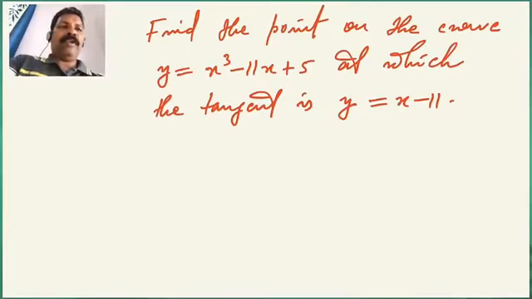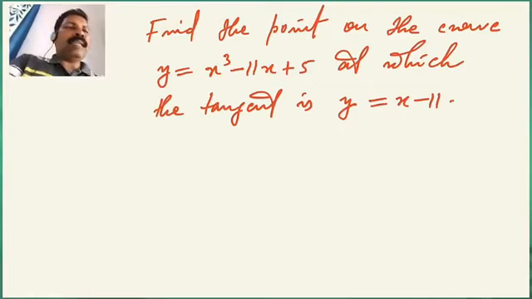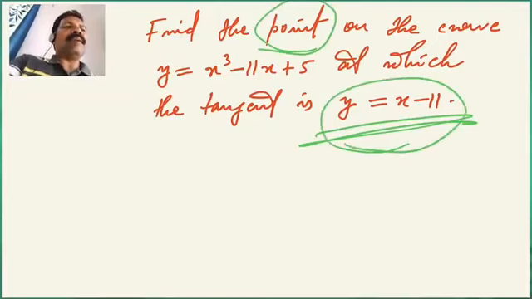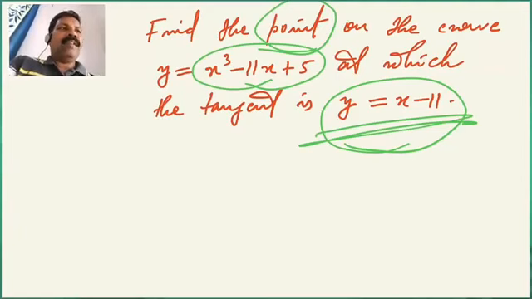Another question is, find the point on the curve y is equal to x cube minus 11x plus 5 at which the tangent is y is equal to x minus 11. This time you see the tangent is given, then we have to find the point at which this line becomes a tangent. We have to find a point on this curve. At that point, the tangent should be y is equal to x minus 11.